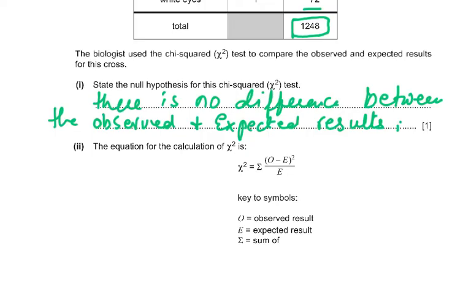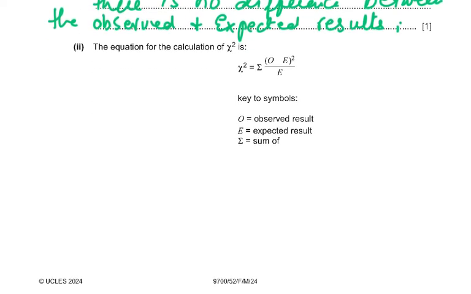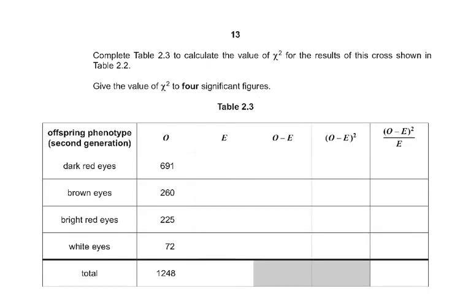I don't know much about physics and chemistry, but I think now it says complete table 2.3 to calculate the value of x square for the results of this cross shown in table 2.2. Give the value of x squared to 4 significant figures.